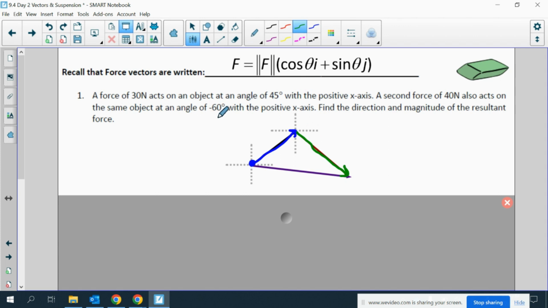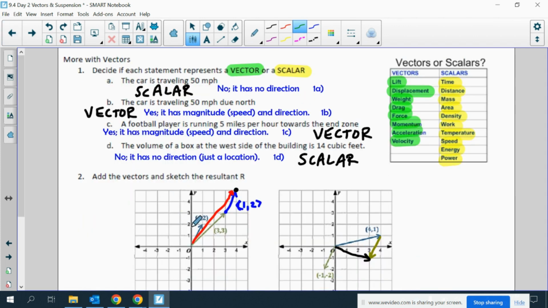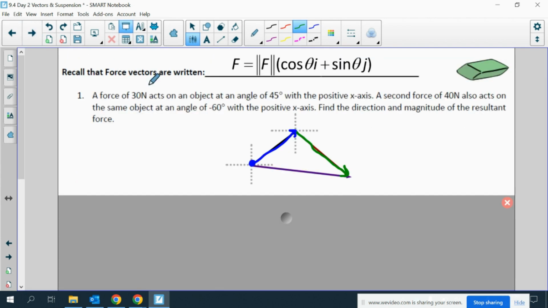Now, when we add forces, it's just like when we added vectors here. We can just take one of the forces and put it at the end of the other force. So when I do this, I just take this first force of 30 newtons, the second force of 40 newtons, and I add them together, and then this ends up being the picture of what my resulting force is. So we want to find the direction and magnitude of this resulting force.